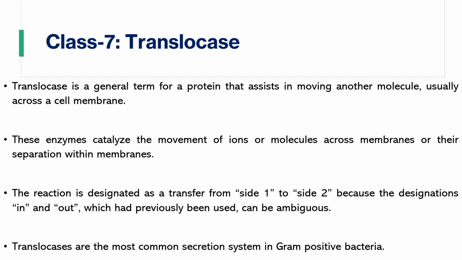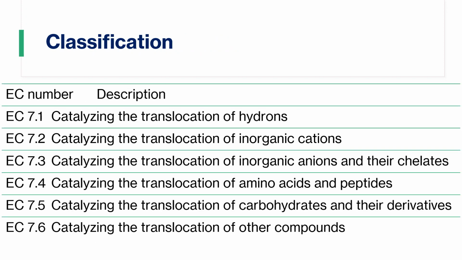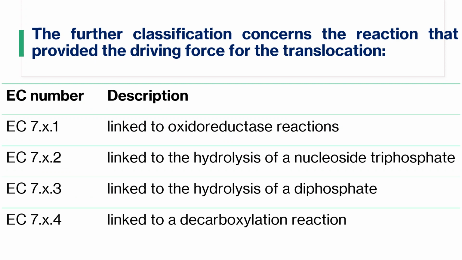Translocases are the most common secretion systems of gram-positive bacteria. Translocases have different classification classes, based on which type of molecule is going to be translocated. Subgroup 7.1 catalyzes the translocation of hydrons. 7.2 catalyzes the translocation of inorganic cations, then organic anions and chelates, depending on which type of substance is going to be transferred.